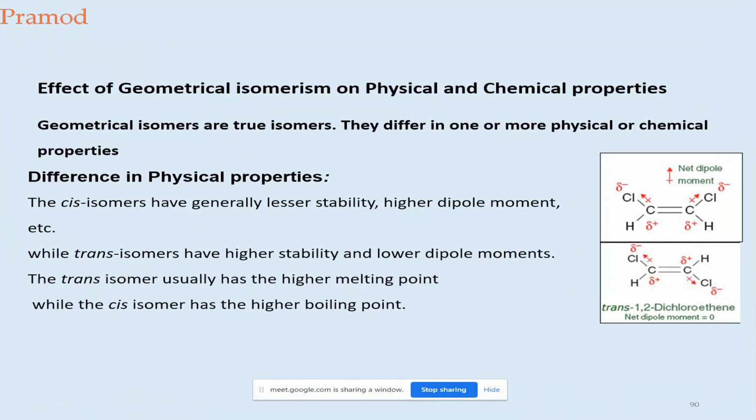So let's start with the effect of geometric isomerism on physical and chemical properties. How does the configuration affect the physical and chemical properties of the two geometric isomers? Now let's go one by one.